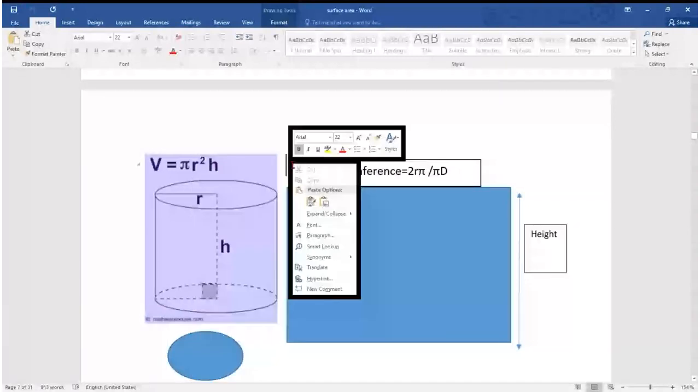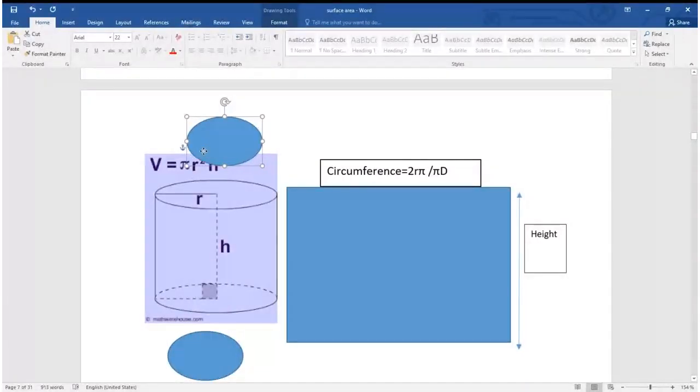So as you can see here, that is how the net looks. You can see this part here, the top is circular, and the bottom here is circular. So it depends on what the cylinder is. Is it closed? If it is closed, like a water container that has a top and a bottom, it means that we have two circular shapes, one at the top, the other here at the bottom. And then we have this curved surface area.